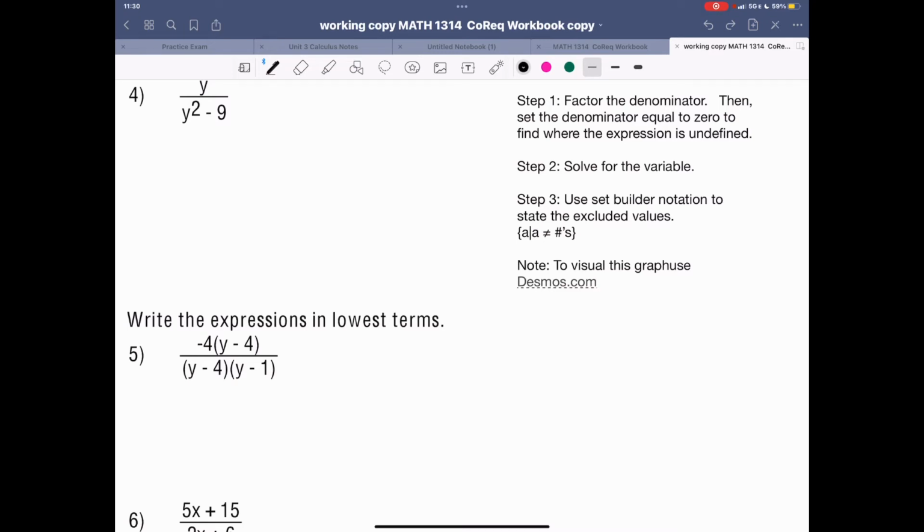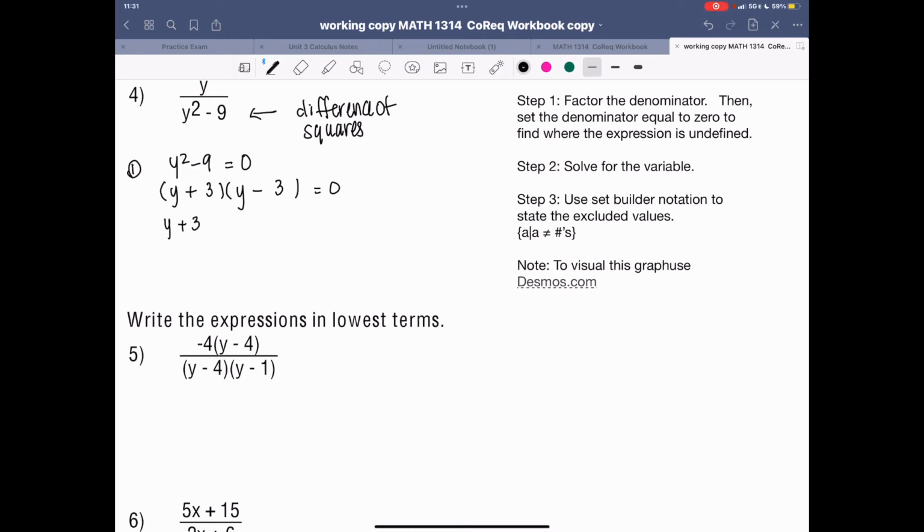Let's look at number 4. Y divided by y squared minus 9. The first thing I want to notice is that the denominator is what we call the difference of squares. So when you factor the difference of squares, you're using the conjugates. So step 1, y squared minus 9 equals 0. And then we factor y squared minus 9. So the square root of y squared is y. The square root of 9 is 3. And then we just put positive and then negative. Remember, conjugates means they use the same terms but different signs. And then set both of those equal to 0, and then apply the zero product property.